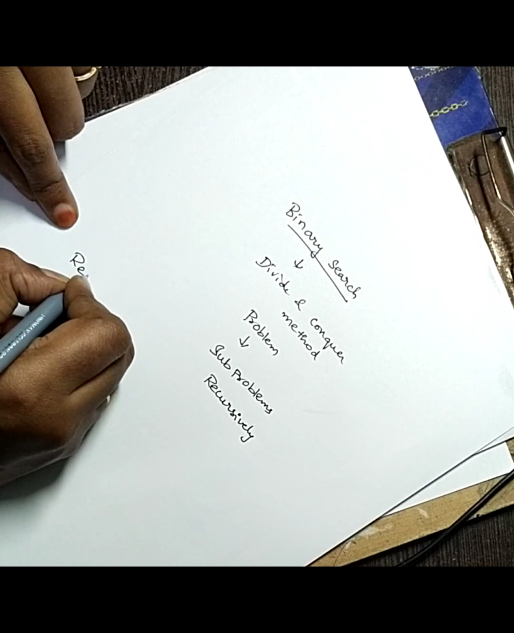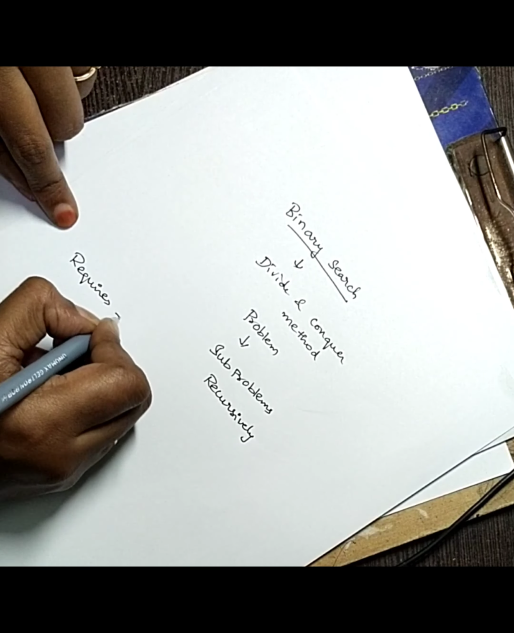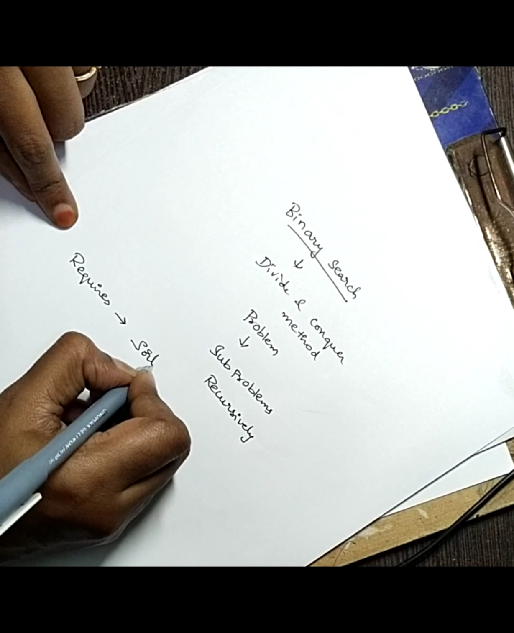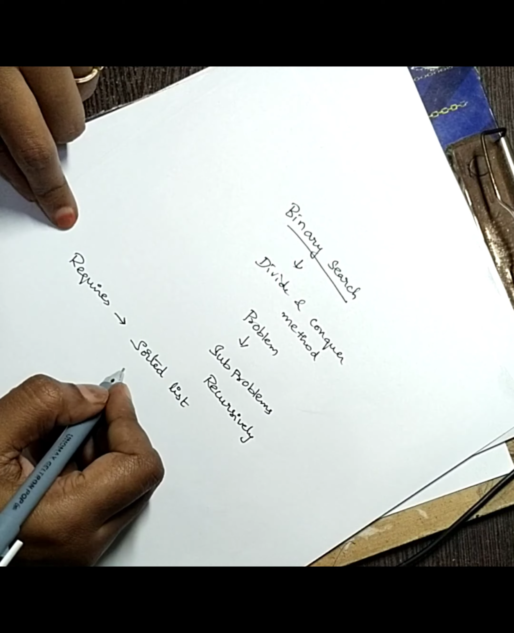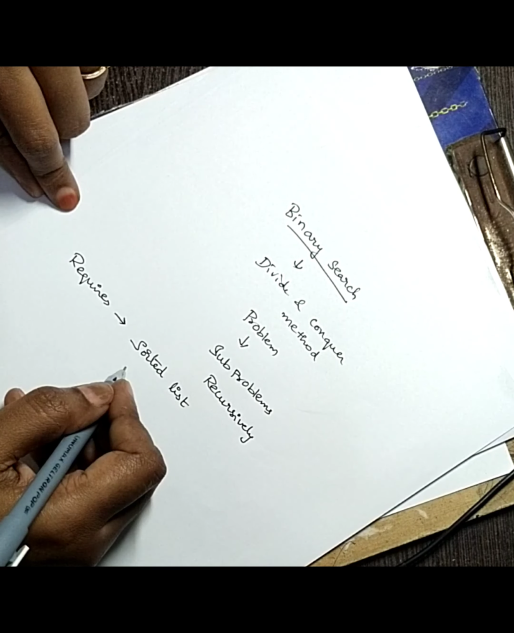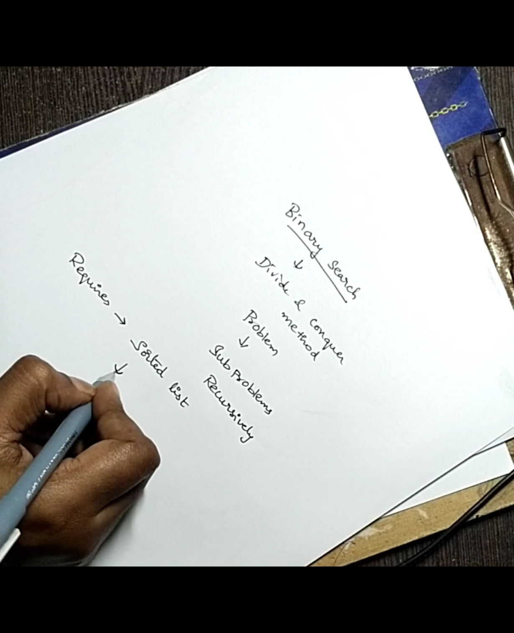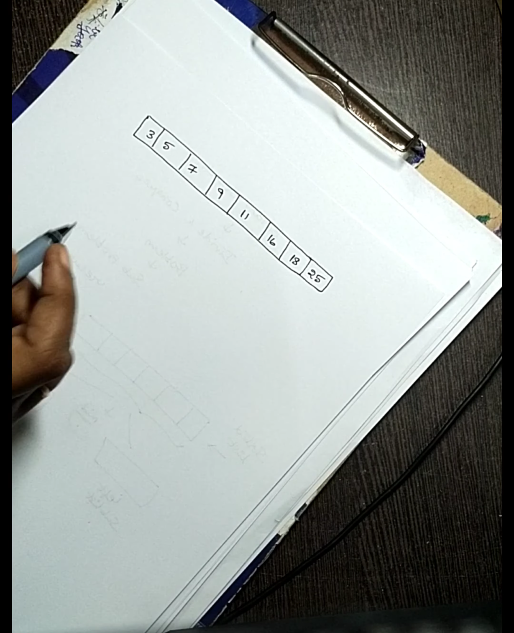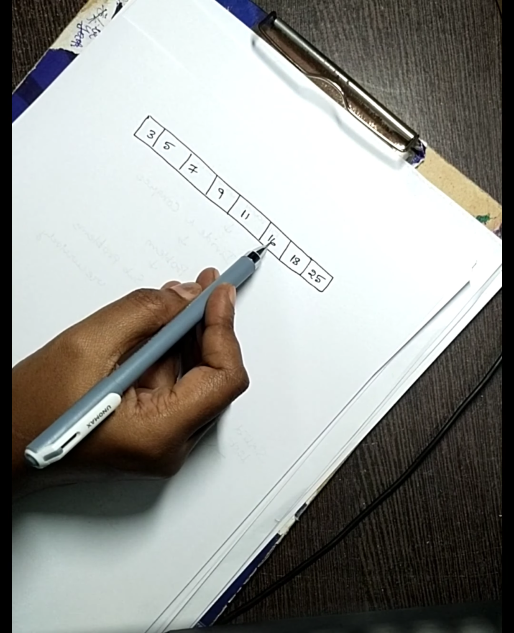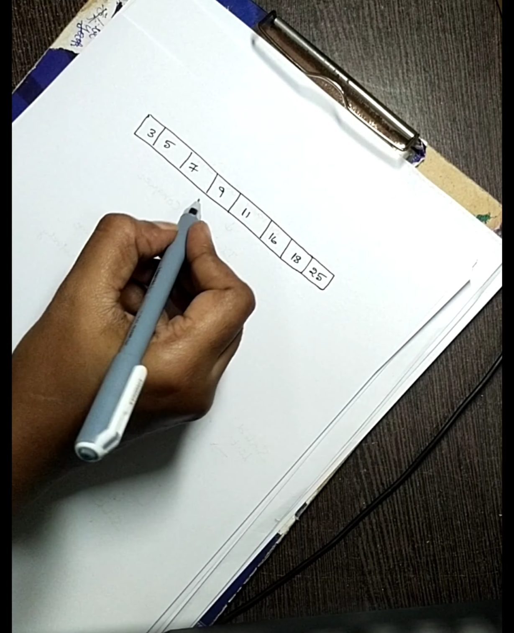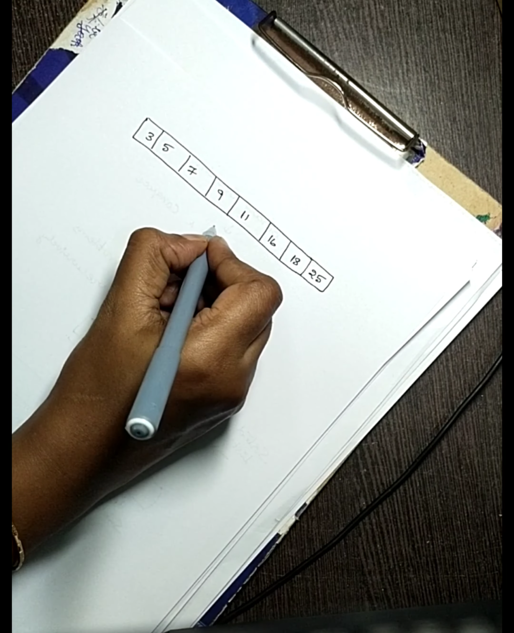Binary search algorithm has a prerequisite. It requires that the list that has to be searched should be in sorted order, either in ascending order or in descending order. Now let us see an example. Suppose this is the list that has to be searched. As we have already discussed, the list should be in sorted order.